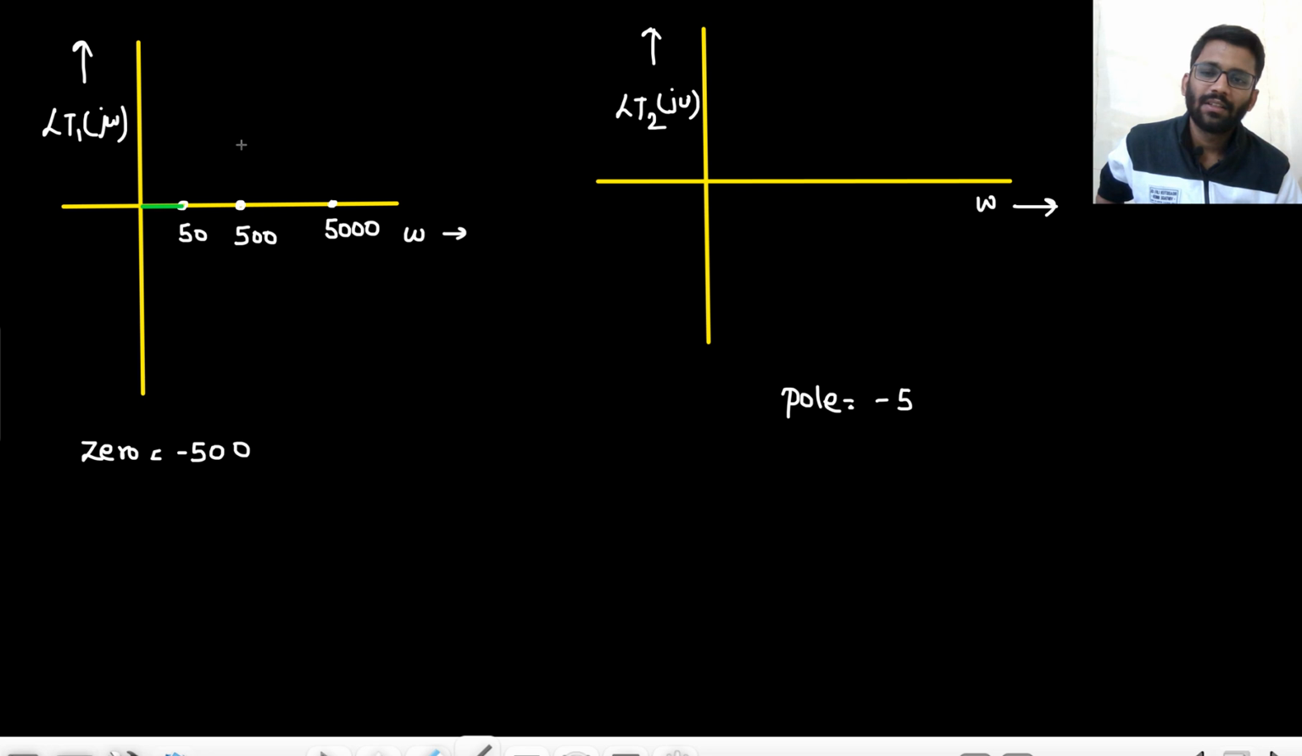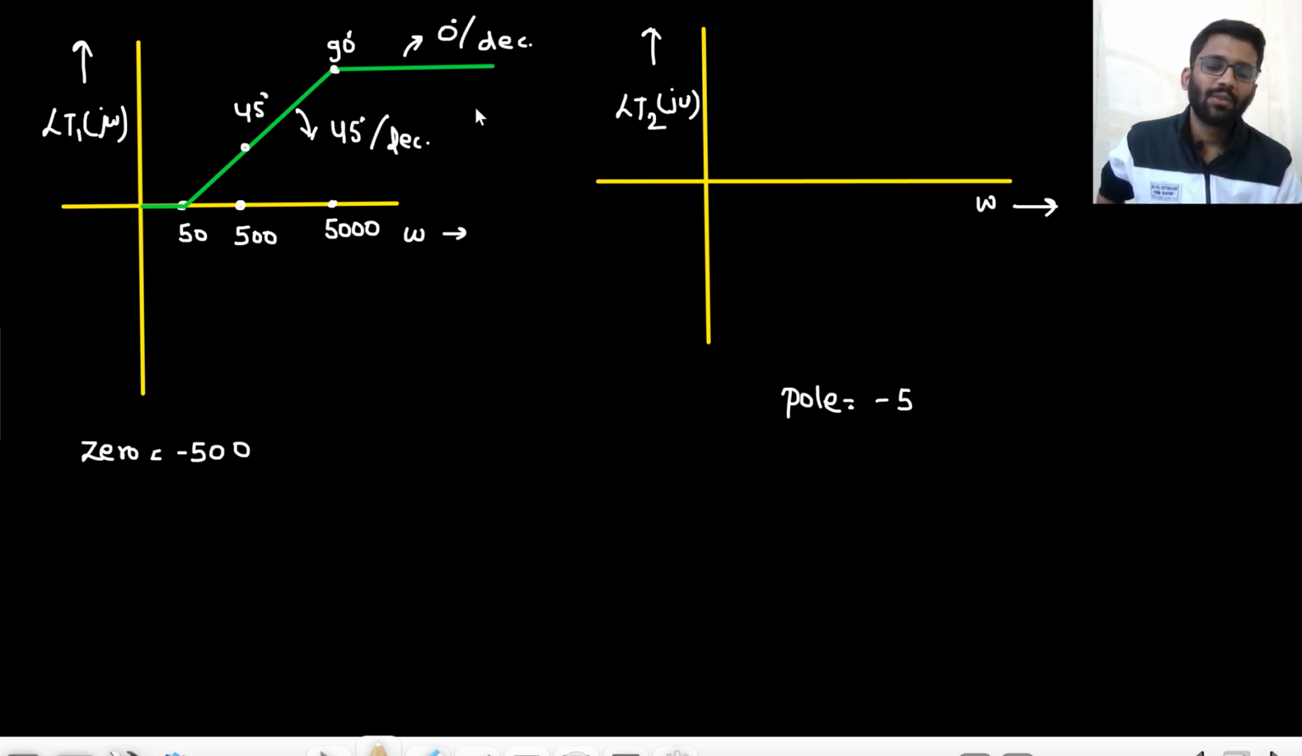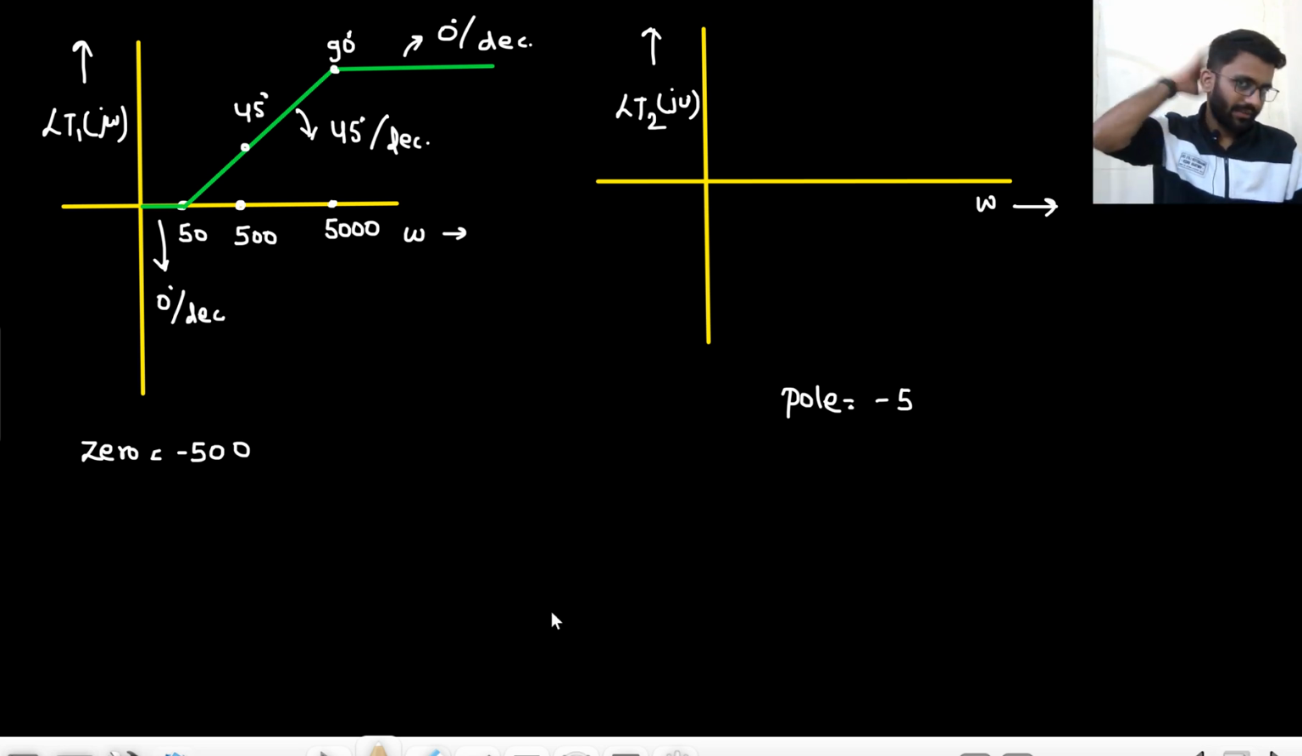After that it will rise with 45 degree per decade, and it will saturate at 90 degree angle. This value is 90 degree, and here I will have 45 degree, and the slope is 45 degree per decade. What is the slope here? 0 degree per decade, right? Because this is saturated. The slope here as well is 0 degree per decade. Only in between I have 45 degree per decade.